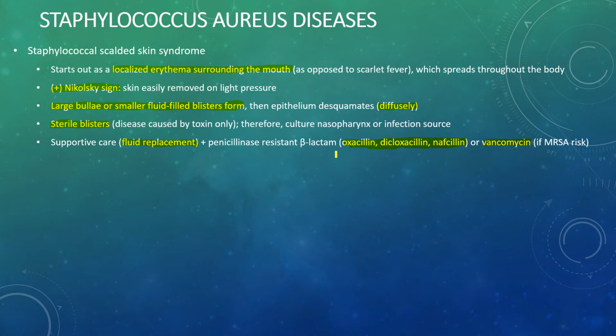The reason why we give antibiotics is that we can kill the bacteria and stop it from producing more and more toxin. So the reason for the antibiotics is to kill the bacteria and stop toxin production.